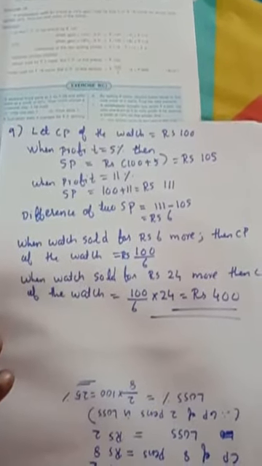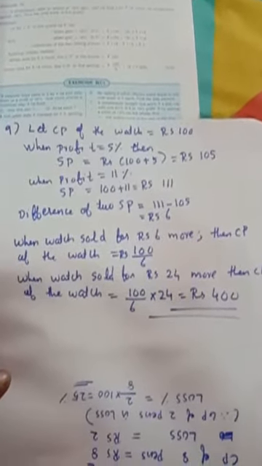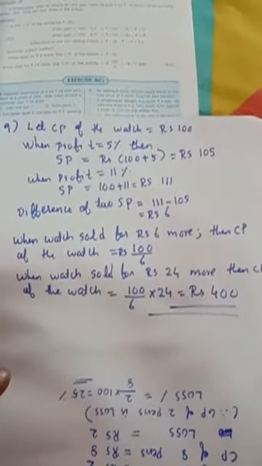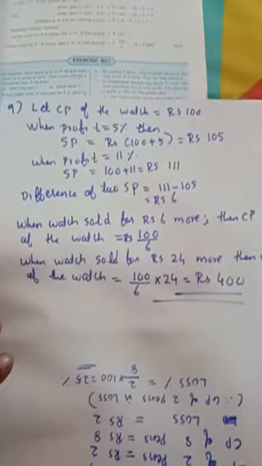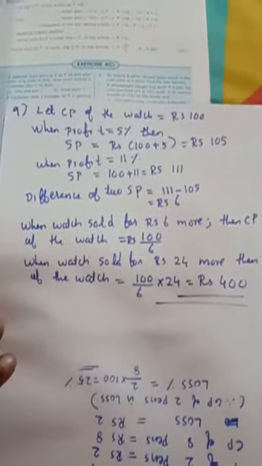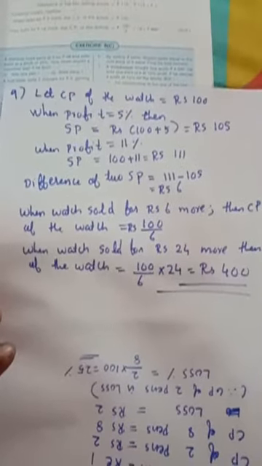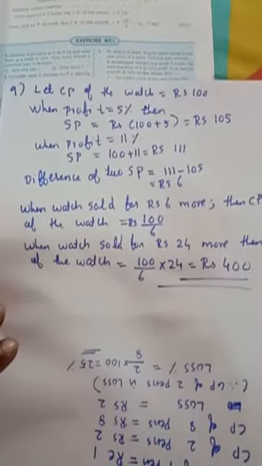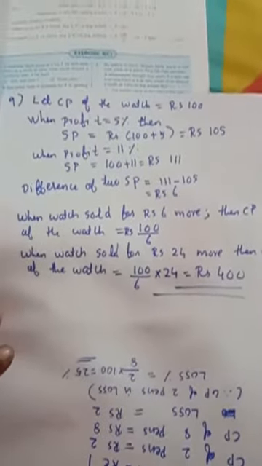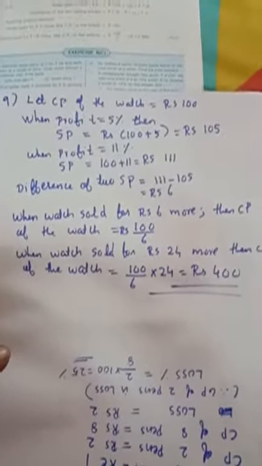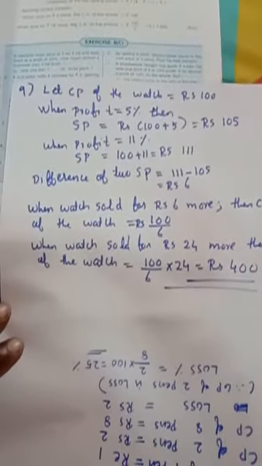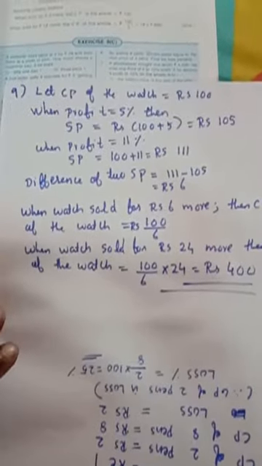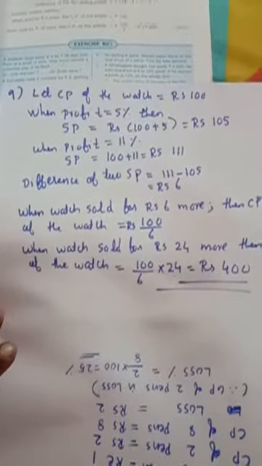Okay. What is the difference? If he sold the item for 5% profit, then 11% profit. Compare both the selling prices. If he sold on 11% profit, then 111 is the SP. If he sold it for 5% profit, then 105 is the SP. So the difference of the two SPs is 6.